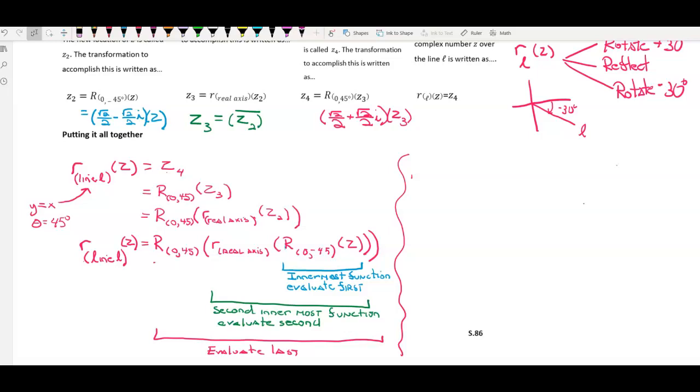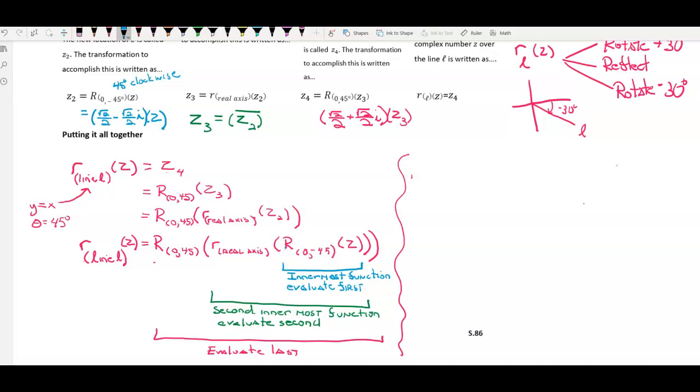Now, any questions on how I got this equation right here? Yeah, because of the unit circle, right? From yesterday, what this does is rotate it 45 degrees clockwise. This is a 45-degree clockwise rotation. Okay, so that's what we're going to do.